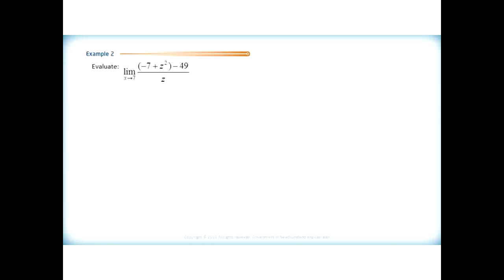Example number 2 says we want to evaluate this limit. So we could, whoa, this looks a little crazy. We can go ahead and try to do some factoring here. Or, remember, we always try direct substitution first. If I try direct substitution here, I have negative 7 plus 7 squared minus 49, all divided by the value of 7. So when I go to work that out, actually there is a mistake here. This x should be a z, because z is the variable that we're using here.